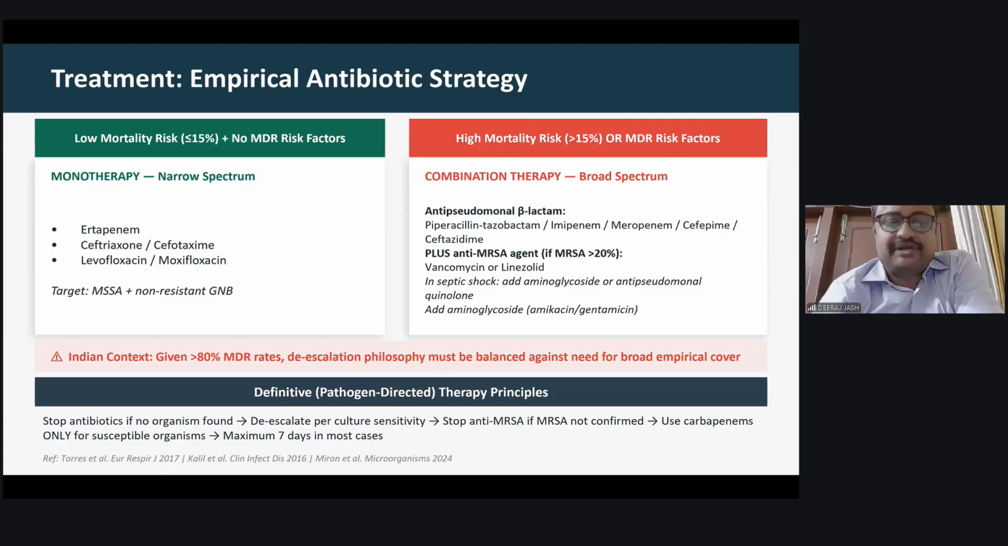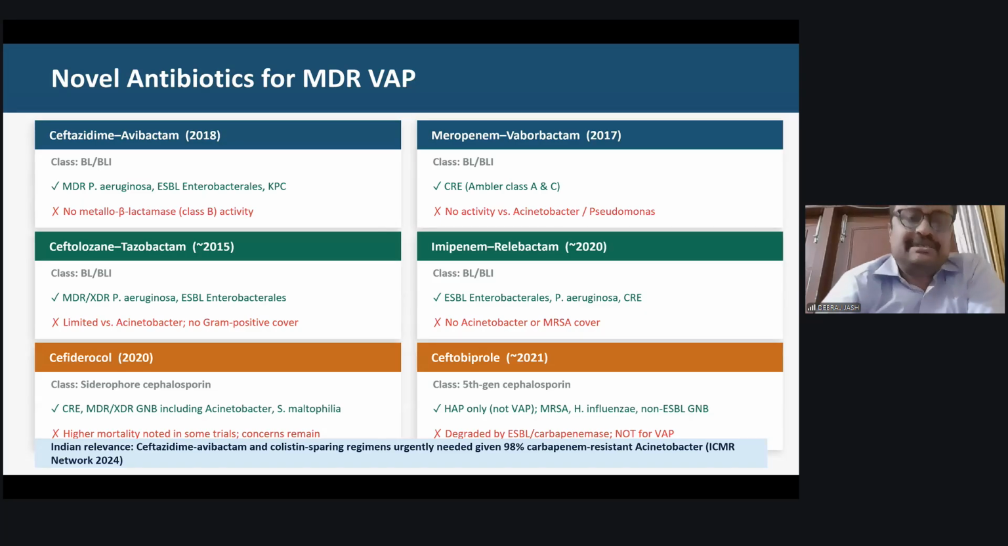And for definitive or directed treatment, stop antibiotics if no organism is found, and we should de-escalate as soon as possible. Novel antibiotics, ceftazidime-avibactam, nowadays the most commonly used antibiotic for ventilator-associated pneumonia. Remember, it does not cover Acinetobacter. It is only effective against MDR Pseudomonas aeruginosa, ESBL Enterobacteriaceae, and KPC-producing organisms.